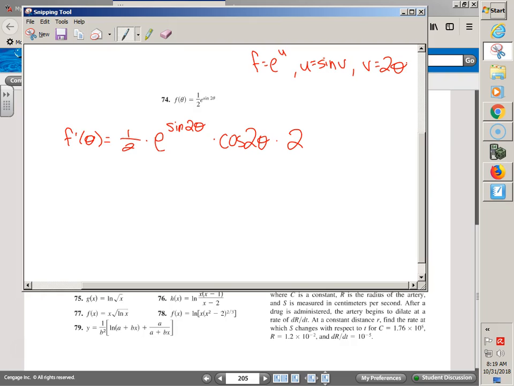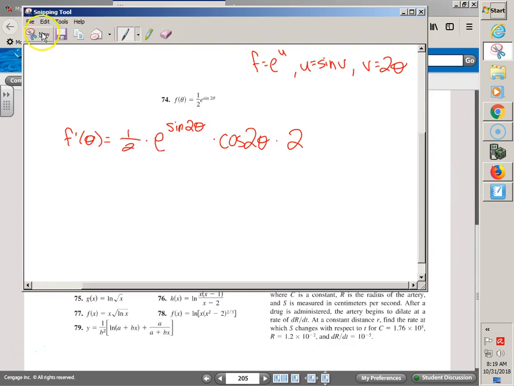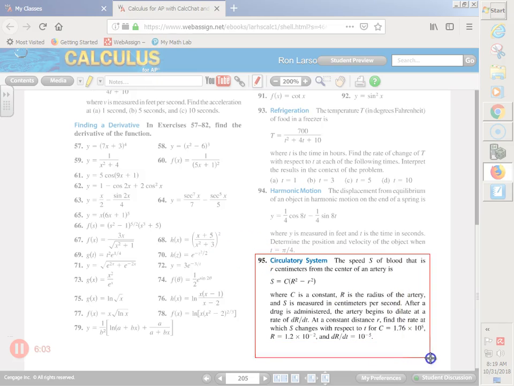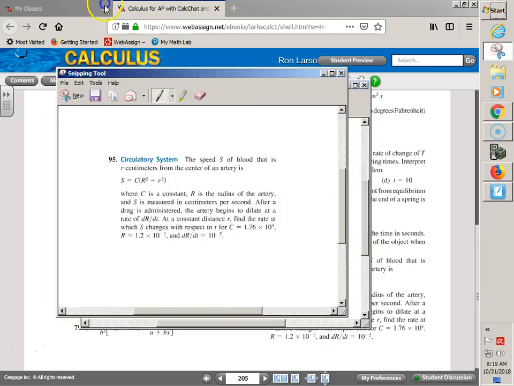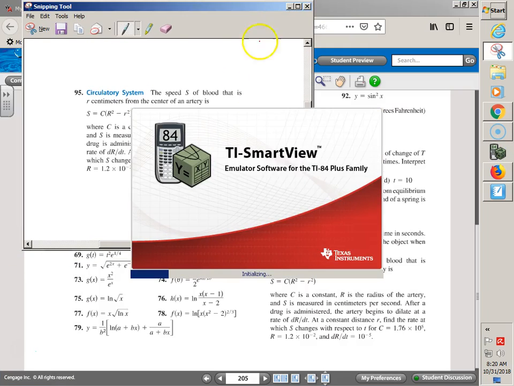Next one. Yeah, Grace. 104. Anything before 104? 95. Anything before 95? Okay. Number 95, then number 104. Number 95 is a word problem. Maybe I should have kept my calculator open.